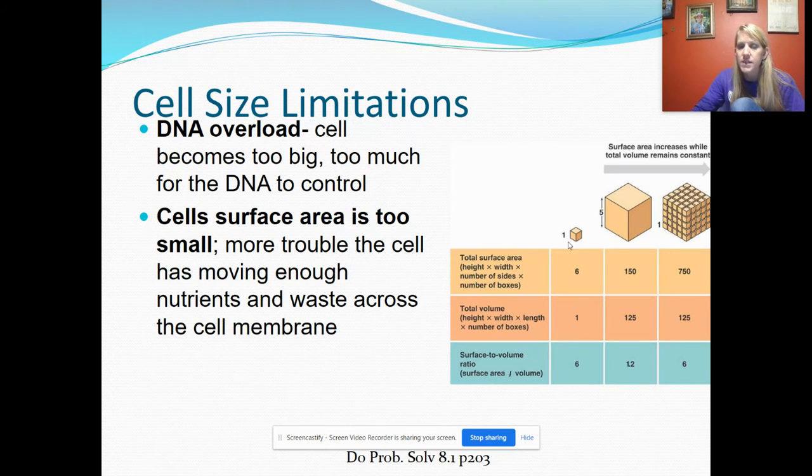If you look here, this little tiny baby cube has a small surface area and a small volume, but the ratio is really big. 6:1 would be the ratio. And this one here, the ratio is 1.2:1 because although the surface area is a lot bigger, so is the volume. The surface area and volume are very similar in size, so the ratio is like 1.2:1. So it can't efficiently get rid of all the waste and take in enough nutrients to keep up with everything.